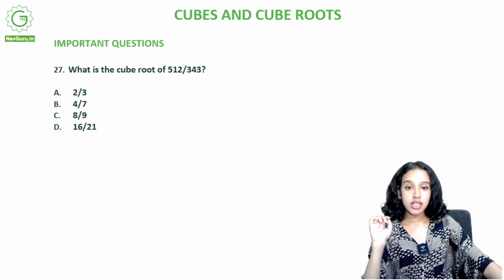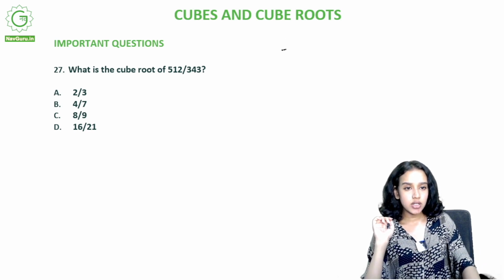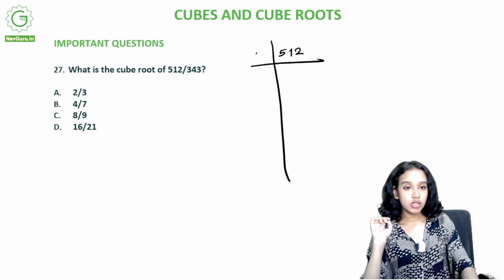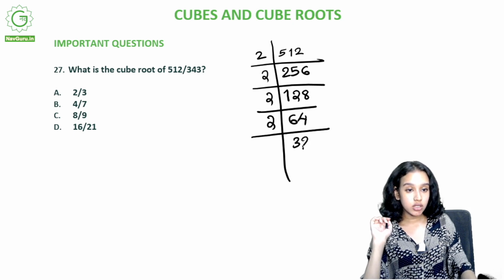Now, moving on to the next question. What is the cube root of 512 divided by 343? Again, we just need to find the cube roots by prime factorization. 512: 2, 2 2s are 4, 1, 1, 5 2s are 10, 1, 2, 6 2s are 12. Again 2, 1, 2 2s are 4, 1, 6, 8 2s are 16. Again by 2, we get 6 2s are 12 and 4 2s are 18. So by 2, we get 32.